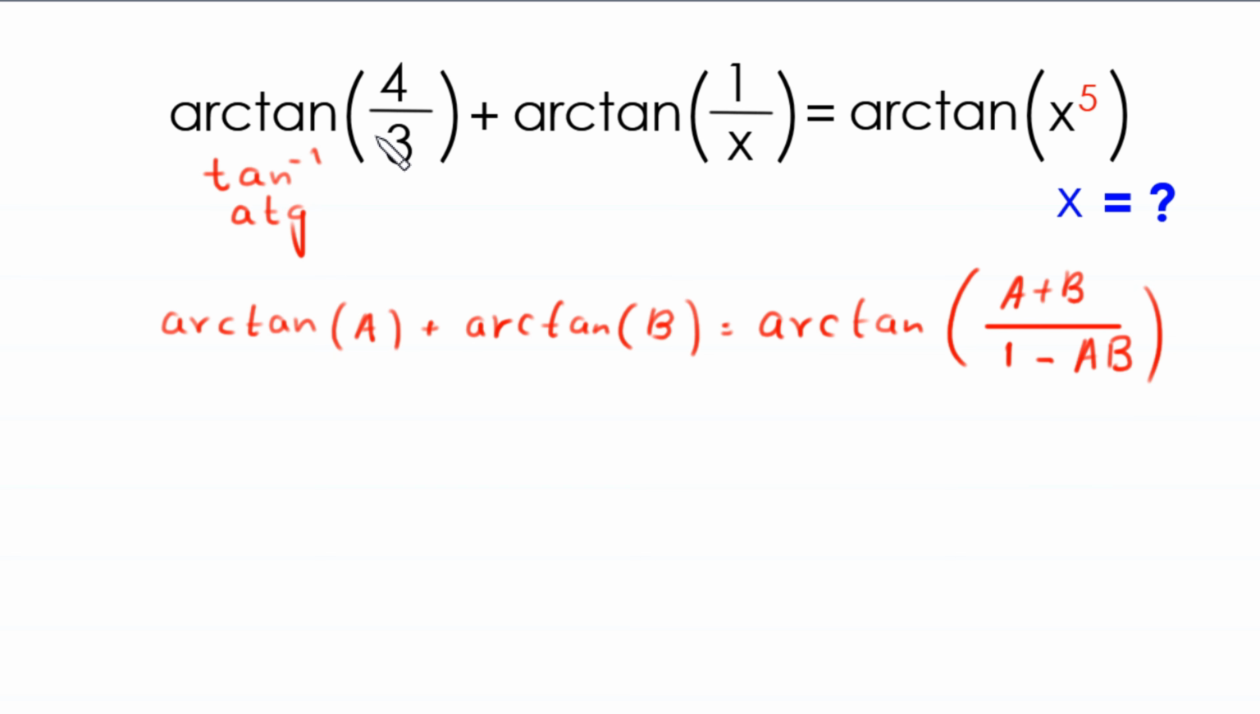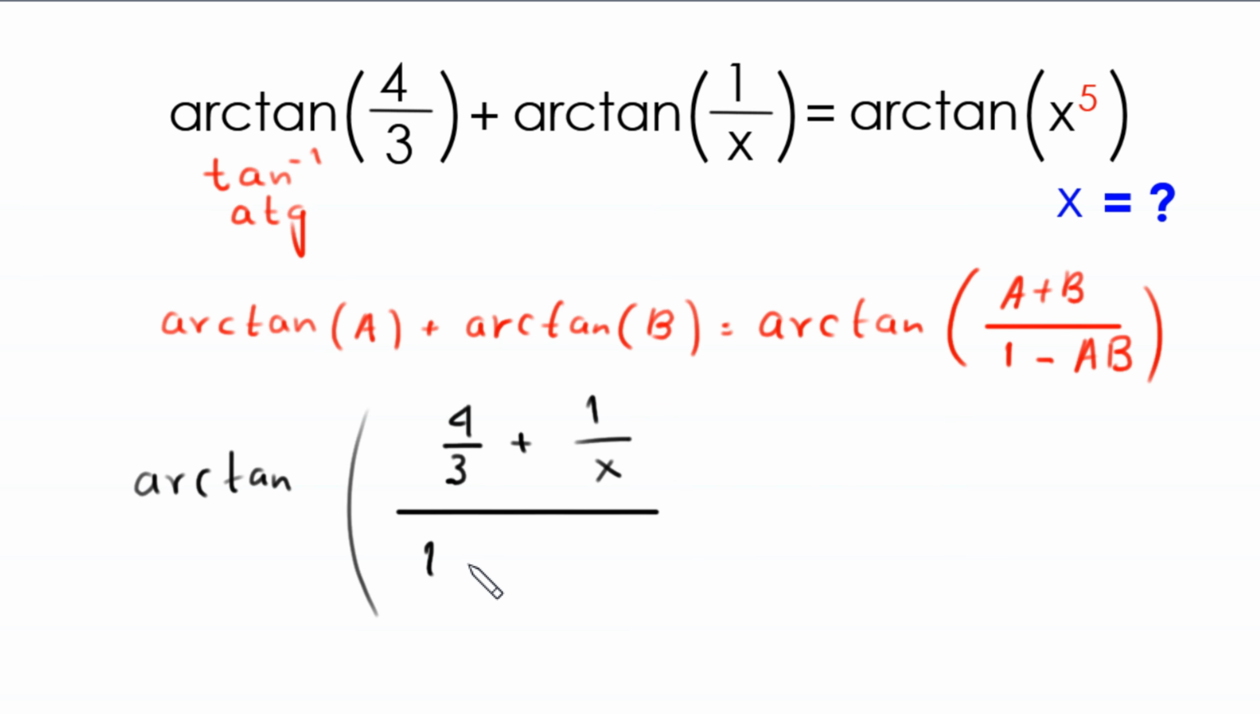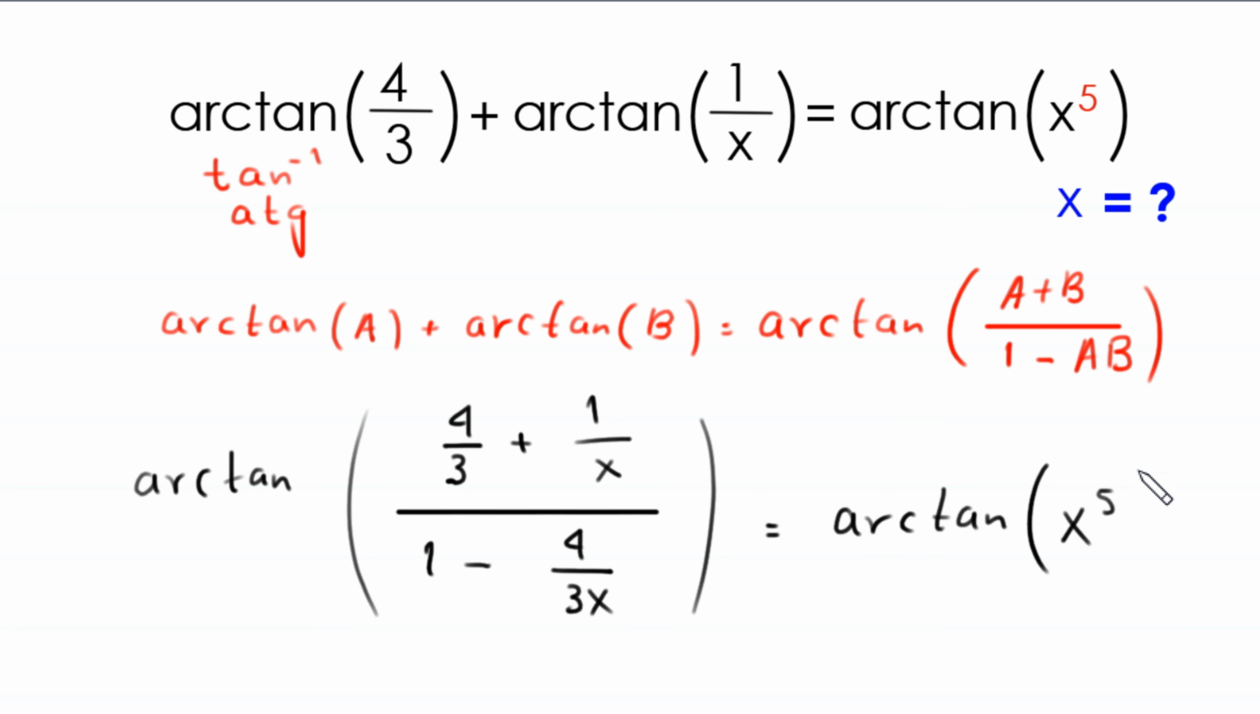This left hand side will become arctan of 4 over 3 plus 1 over x, all this divided by 1 minus 4 over 3 times x, equal to, this right hand side remains same, arctan of x to the power 5.